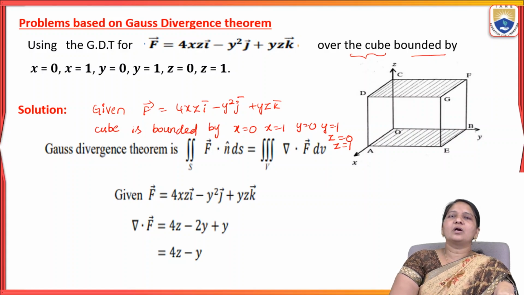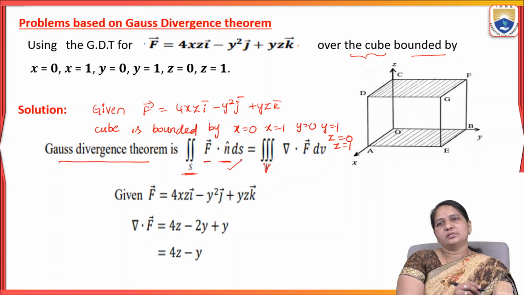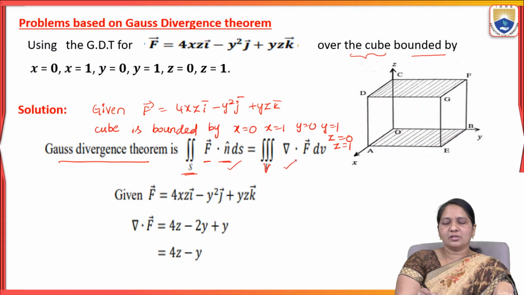So according to the Gauss Divergence Theorem statement, double integral over S f bar dot n dS is equal to triple integral over V del dot f dV. So here we can calculate the surface integral to get the answer, or otherwise the volume integral, because both are equal according to the Gauss Divergence Theorem. So here we are writing the given 4xz i bar minus y square j bar plus yz k bar. Here I am going to calculate del dot f.